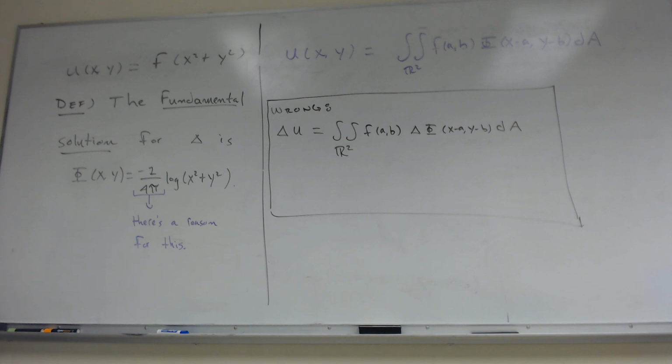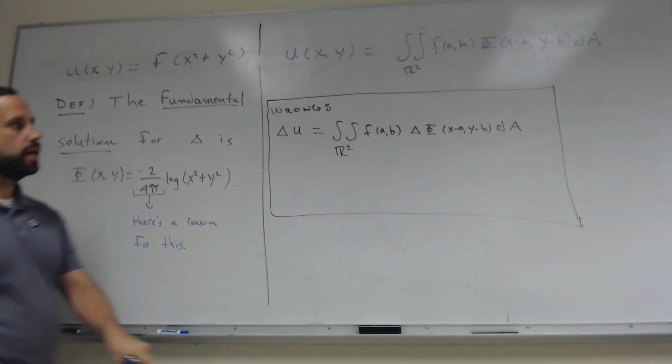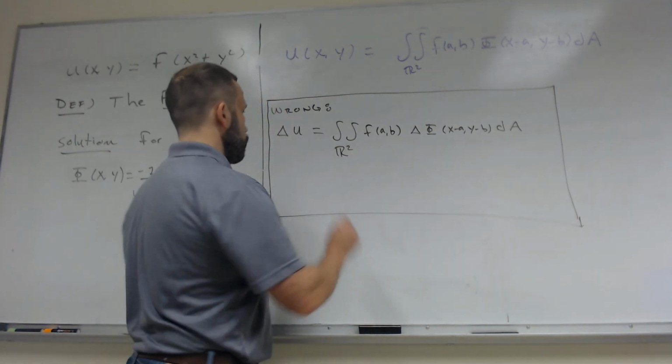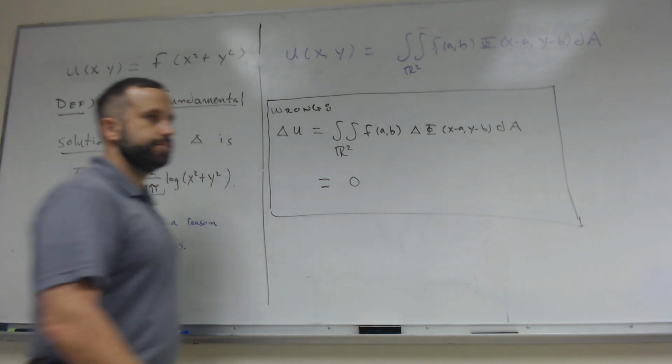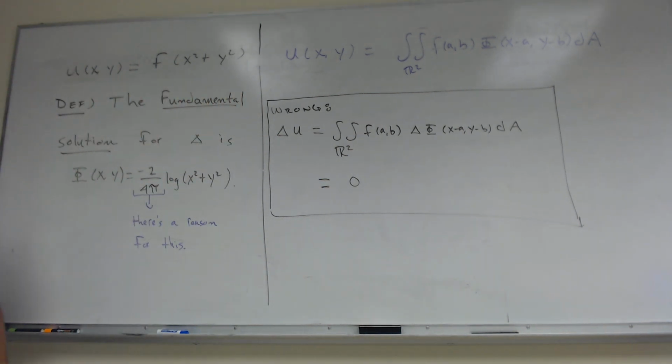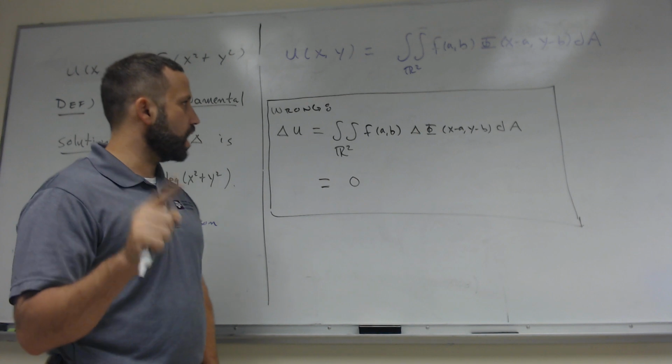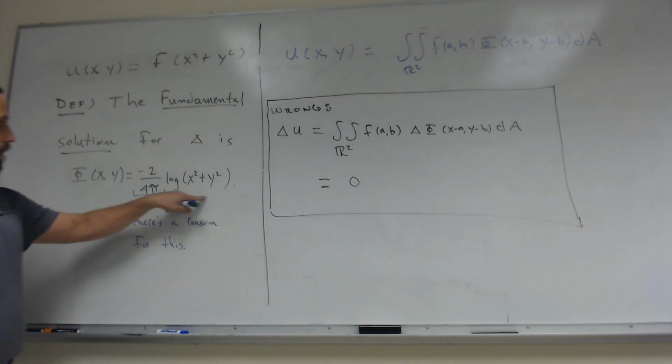And we just saw over here that functions of this form satisfy the Laplacian of u is equal to 0. We just saw, basically, that the Laplacian of this function is equal to 0. So it should say this is equal to 0, and now this is going to be equal to 0. Okay, so this is not right. Why is it not right? Well, let's come back over here.